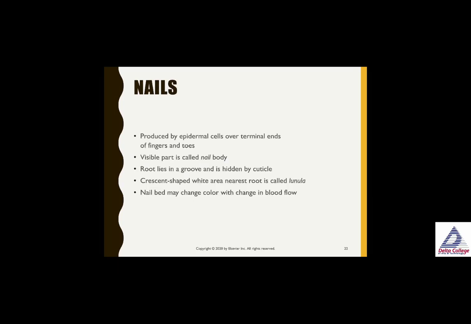Then we have our nails. They are produced by epidermal cells over the terminal ends of fingers and toes. The visible part of the nail is called the nail body, and the root lies in a groove and is hidden by a cuticle. The crescent-shaped white area nearest the root is called the lunula. The nail bed may change color with change in blood flow. One of the changes that we see oftentimes is a bluish purple color called cyanosis, and that means that there is a decrease in the oxygen level in the body.